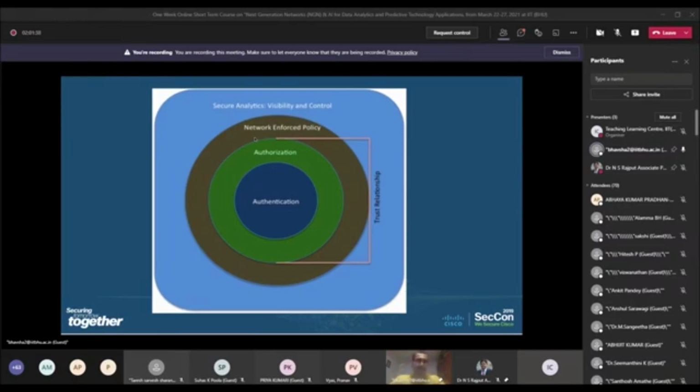Now, why is authentication important? I'm pretty sure each of us uses laptops, PCs or desktops at offices, colleges, or homes, right? And each of us has an authentication to the laptop or the Windows PC. Why? Because we want to make sure that whatever data is saved in that device is not accessed by some third party, some unauthorized user who does not have privileges to access that system. That's why you give an authentication, right?